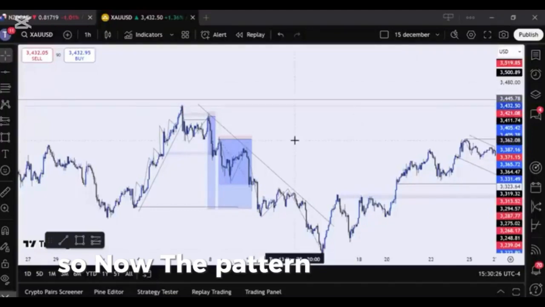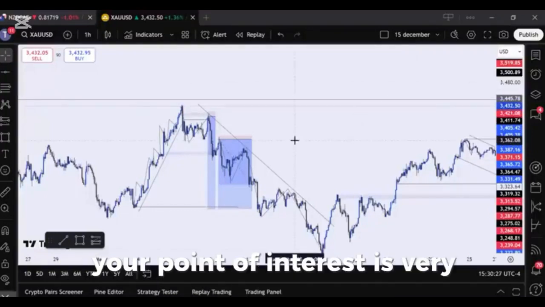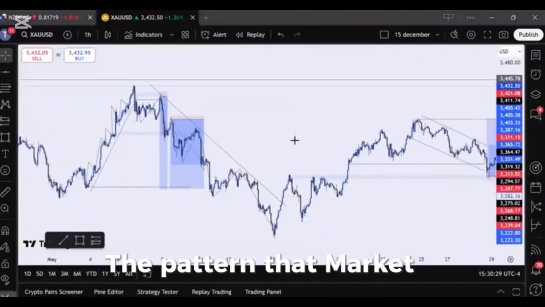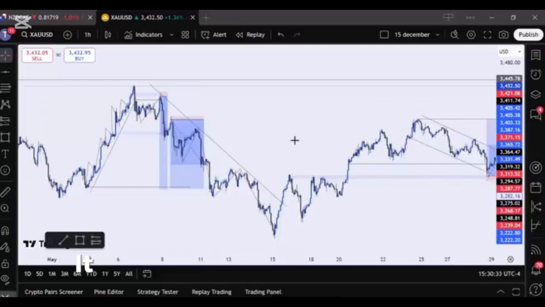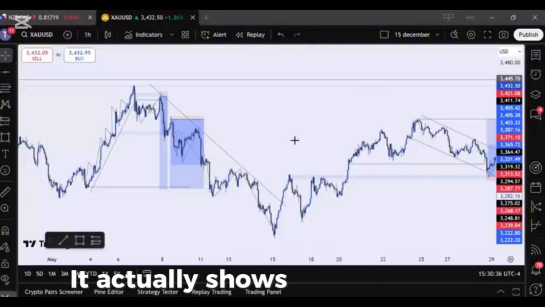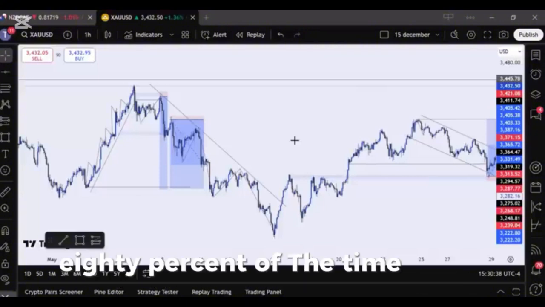So now, the pattern that market sees to approach your point of interest is very crucial. Observe the pattern that market is making before your point of interest gets triggered. It will tell you where your take profit level will be. And for trend line liquidity, it actually shows up, I would say, 80% of the time on the charts.